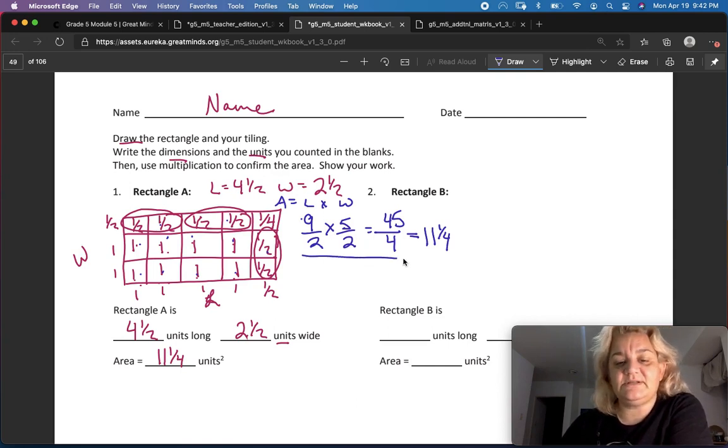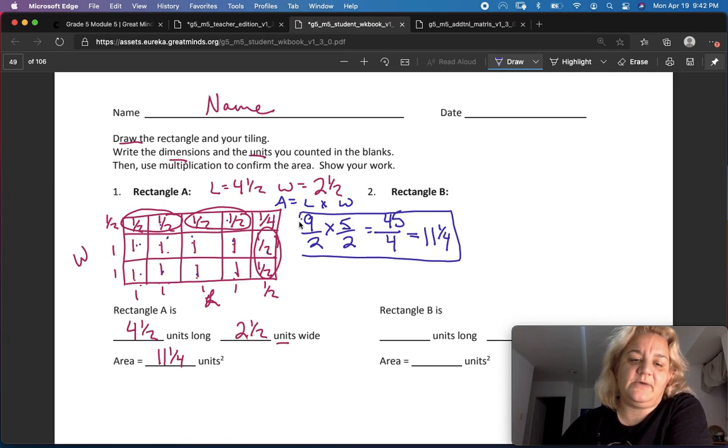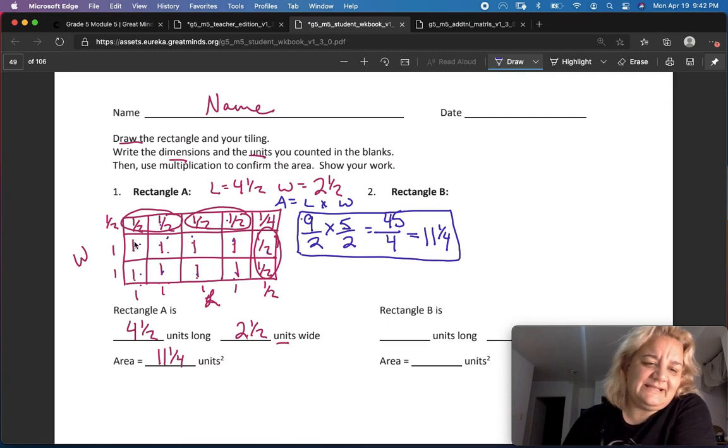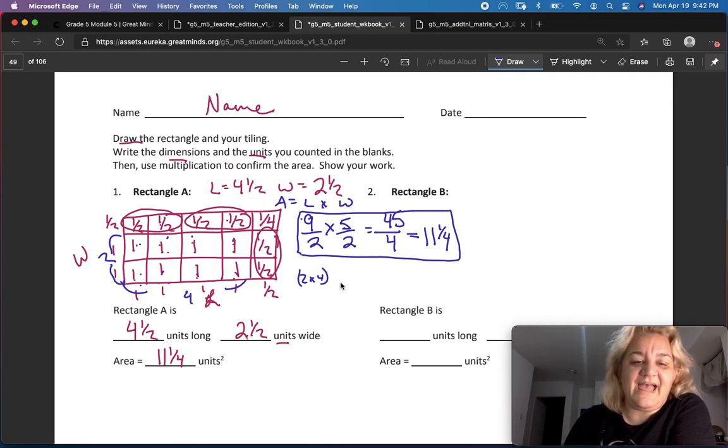So if you want to just turn that into an improper fraction, you can do it that way. Or if you want to use the distributive property like I showed you right before, you can do it that way too. And basically, this is showing the distributive property because here we've got 2 times 4, which is what I showed you, right? 2 times 4, which was that. And then 2 times 1/2, and then 1/2 times 4, and then 1/2 times 1/2, right?